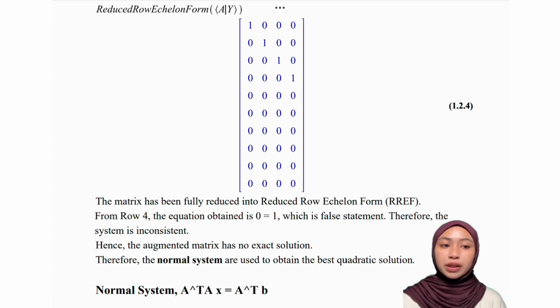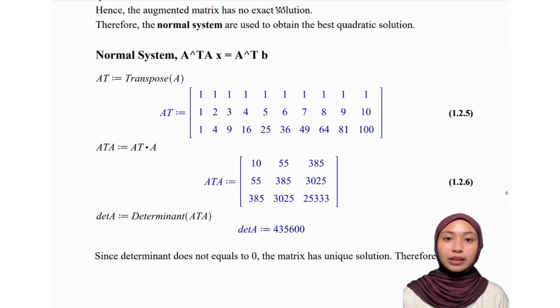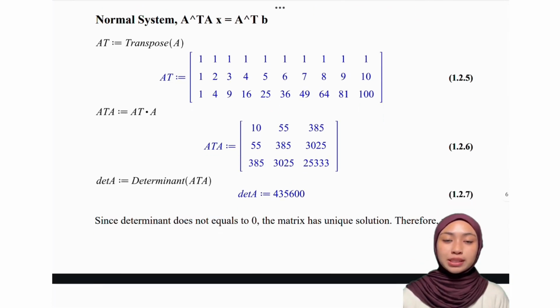As you can see from the output, the first row reduces to the equation 0 equals 1. Since 0 equals 1 is a false statement, it proves that our system is inconsistent and has no exact solution. Since the augmented matrix has no exact solution, we obtain the best quadratic solution by using the normal system.